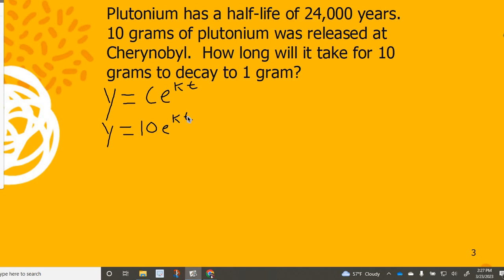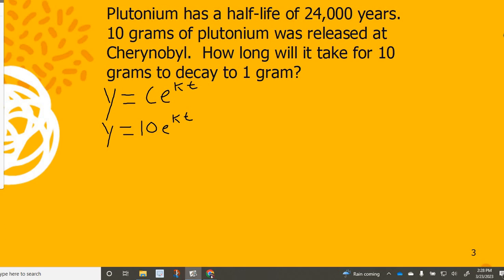Okay. Now, what can I plug in to find k? Well, can we just say that y has to be negative? Well, we're going to need to plug in 1 for y in order to solve for t eventually. But right now, I need to find my k value before I can do that.